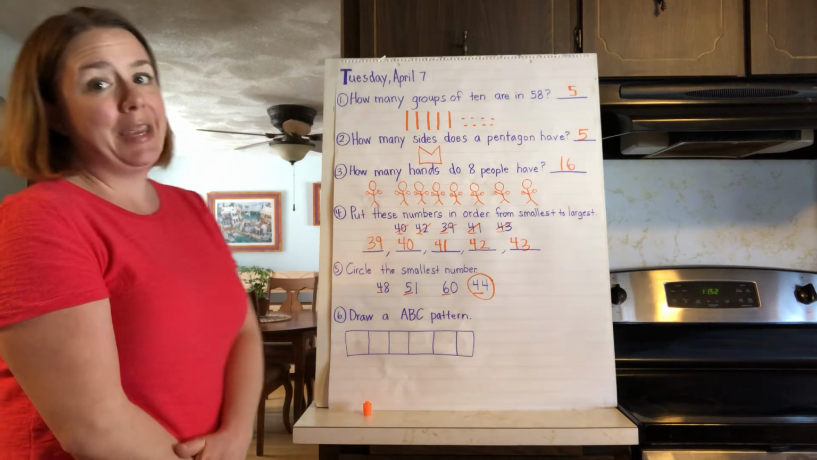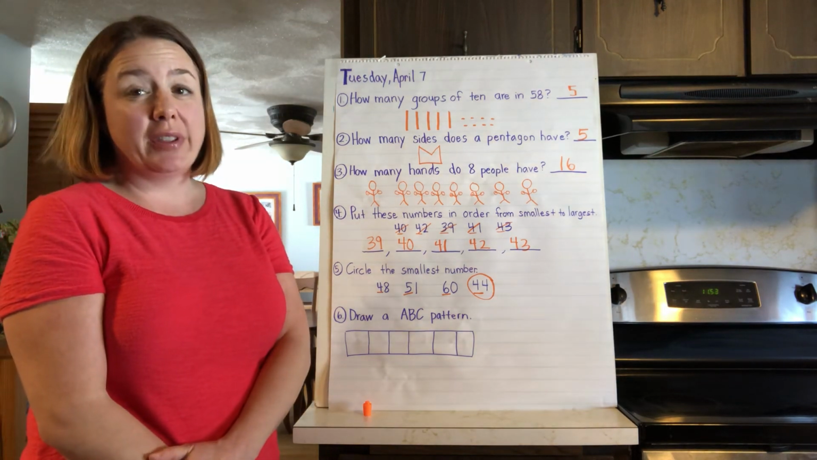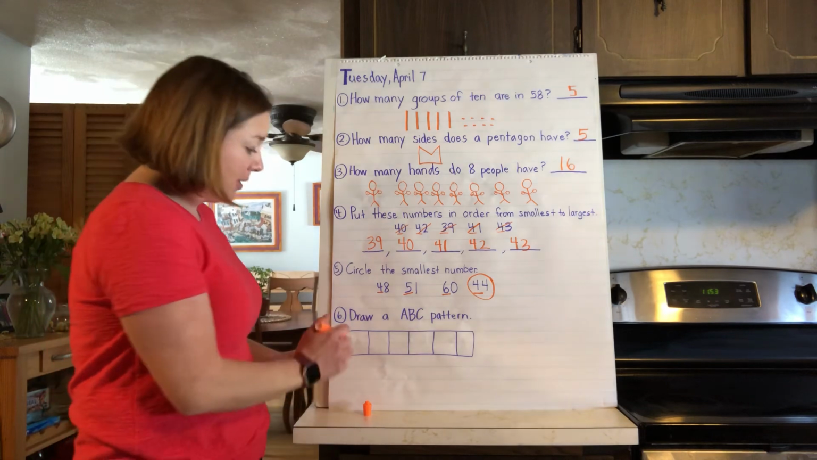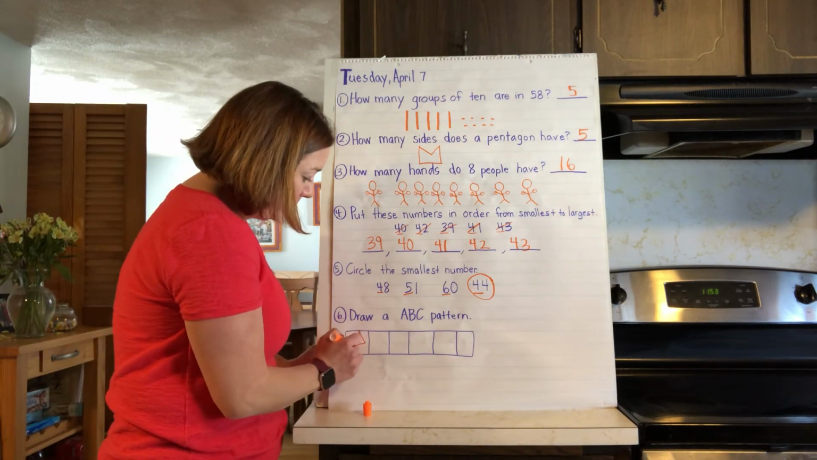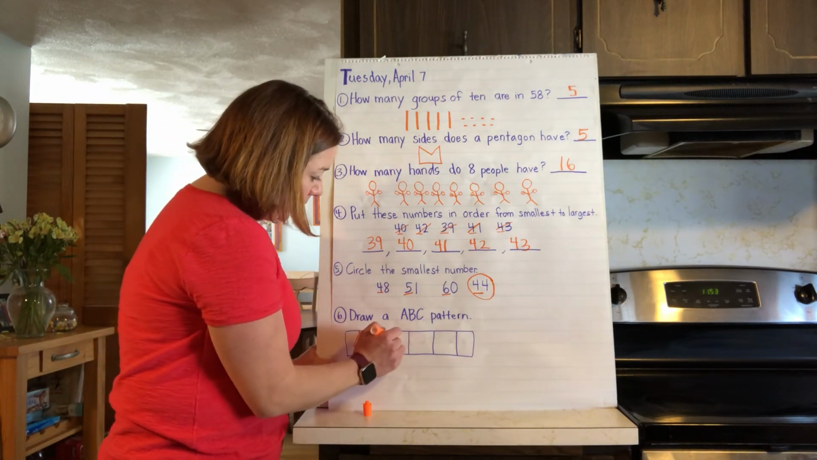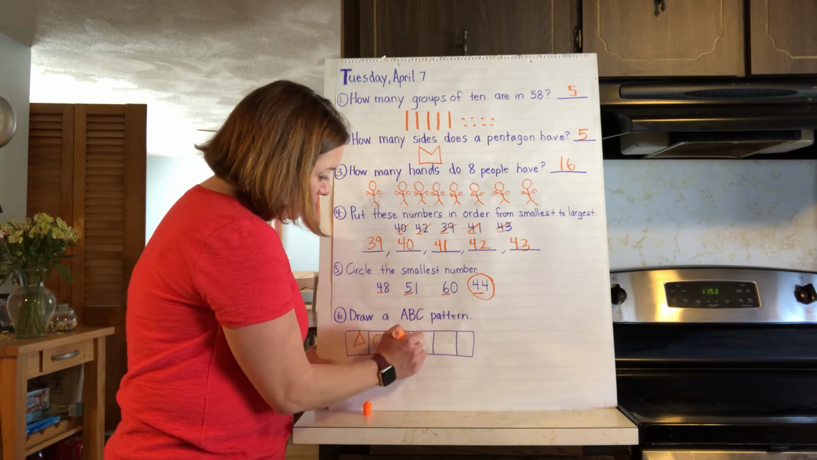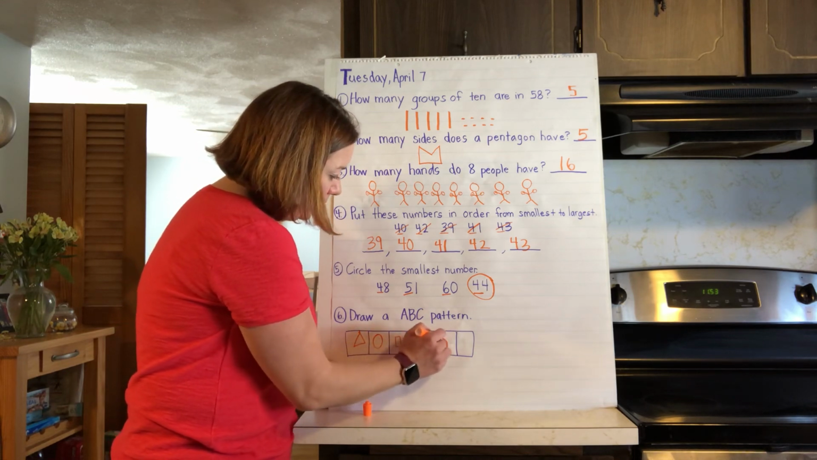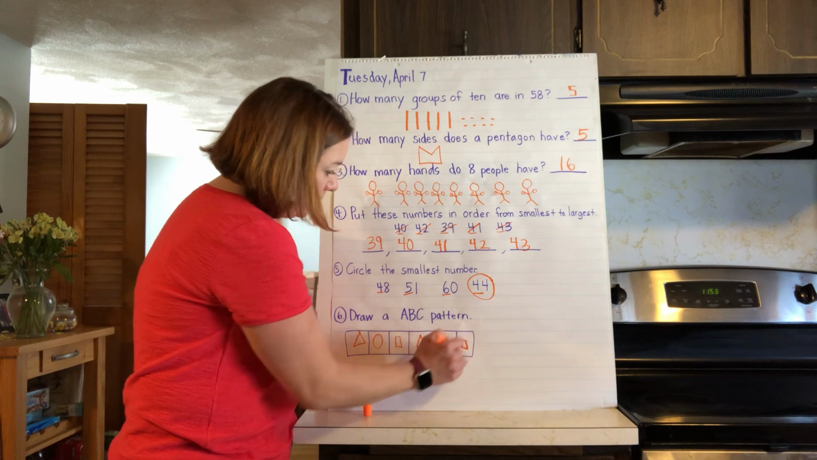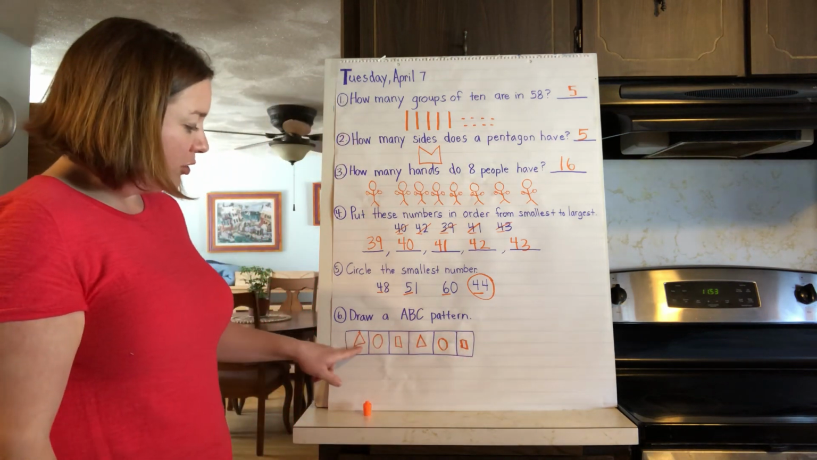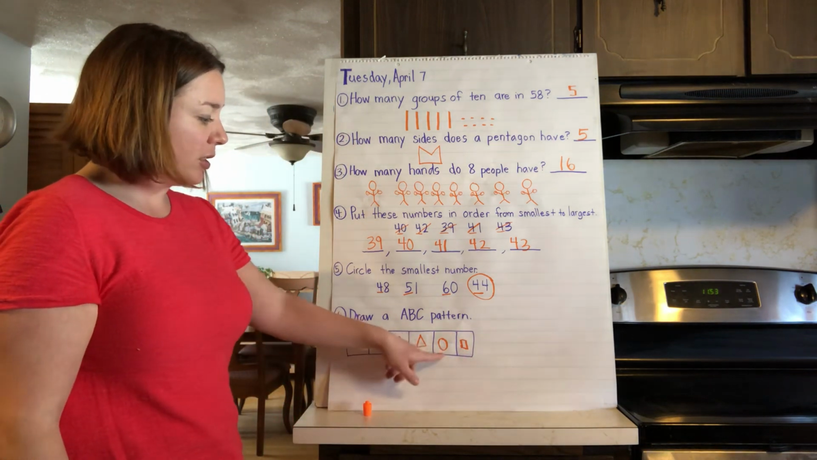When you're making an ABC pattern, you need to use 3 different things. So today I'm going to use shapes. I'm going to do a triangle, circle, and a square. Triangle, circle, and a square. That's an ABC pattern. Triangle, circle, square, triangle, circle, square.